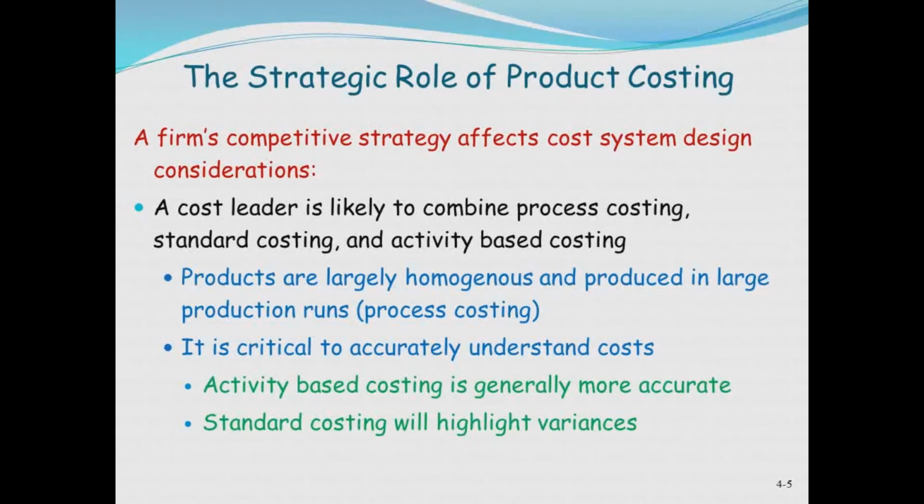So they're likely to be developed via a process of some kind. You'll probably use something like standard costing. You could use normal costing. And you would want to use activity-based costing. That's because products are homogeneous and produced in large production runs. That's why it's process costing.